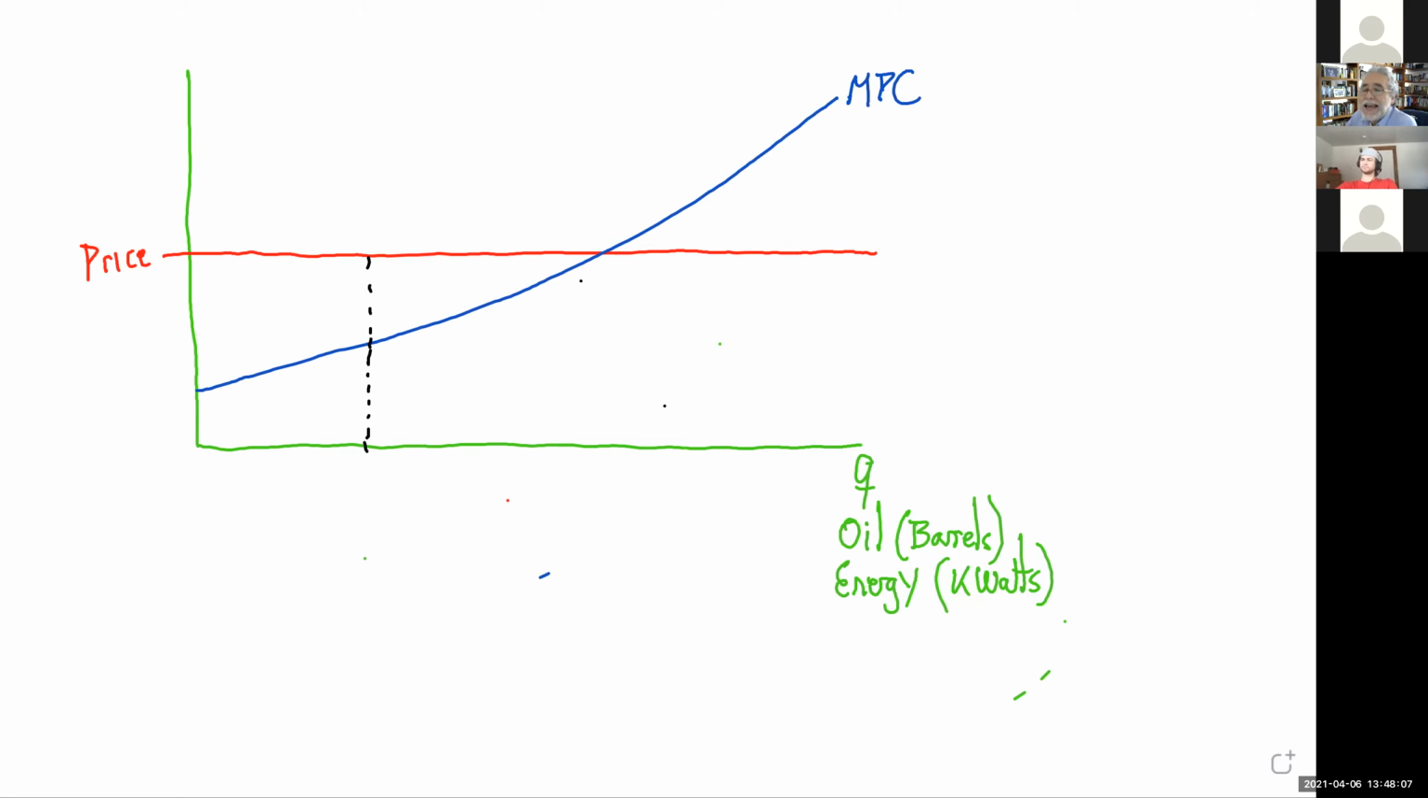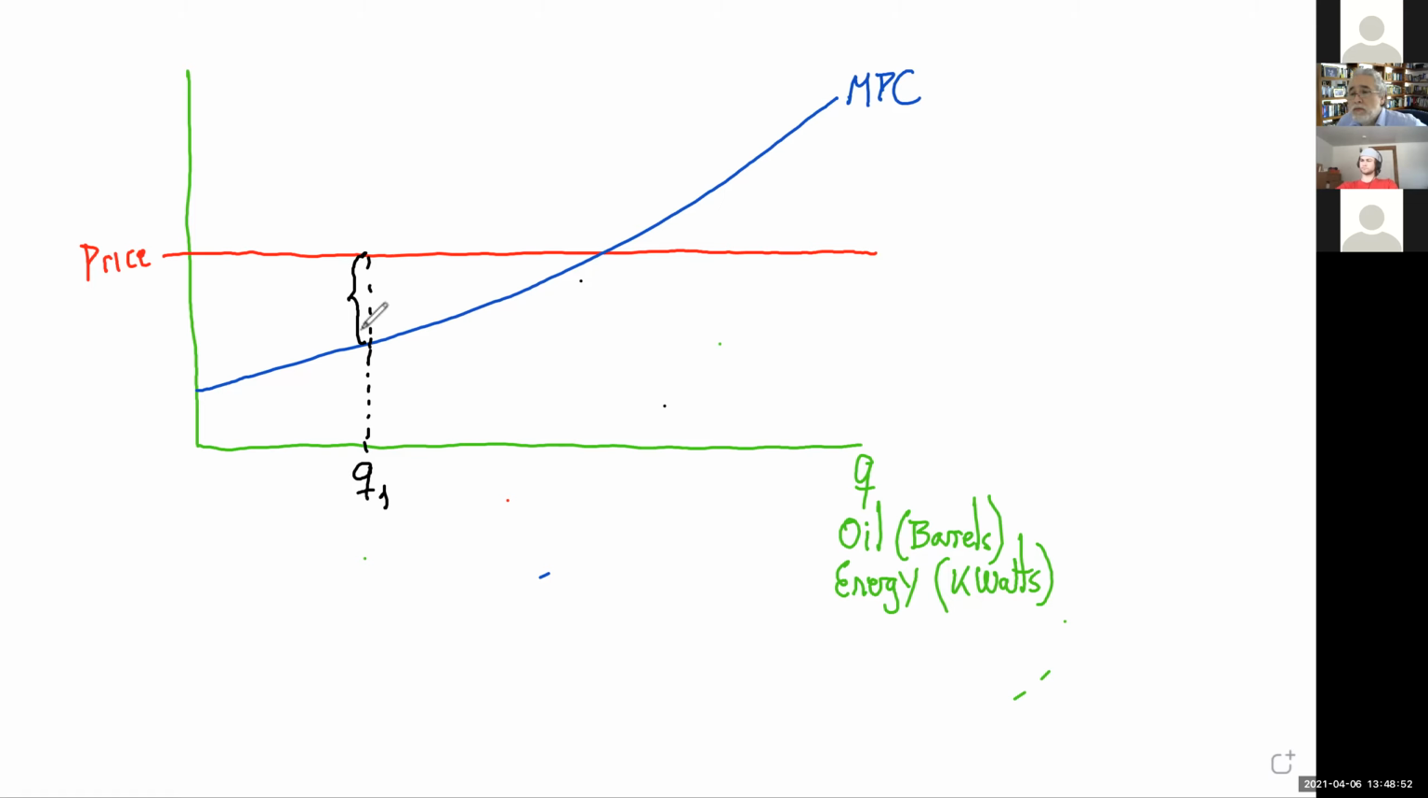So notice, at that level of production, let's call that Q1, this company is interested in producing that amount of oil, those number of barrels, or those kilowatts of energy. Why? Because at the margin, at that last unit, that company is making a profit, and that profit is this difference at that last margin, meaning that the cost with the blue line, which is the marginal private cost, is below the market price, which is the marginal revenue for the company, and therefore the company is interested in producing Q1.